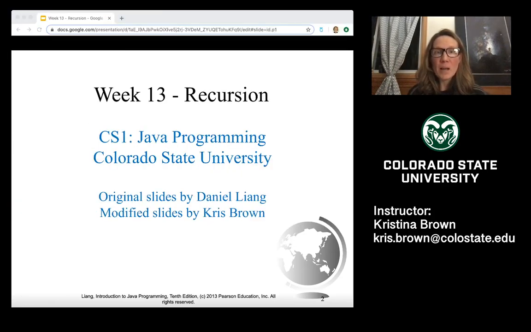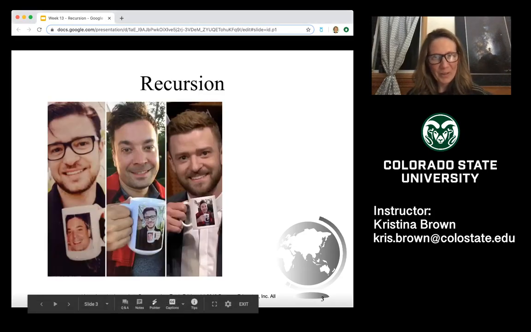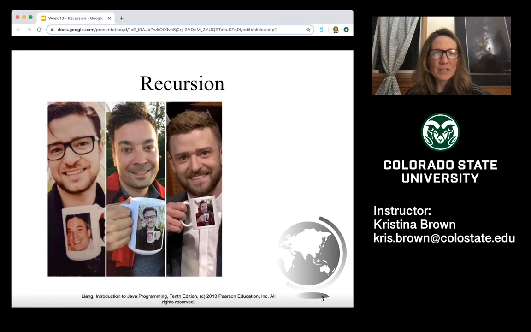Recursion is a really fun topic, and I encourage you to think about it differently rather than just as a tool in computer science, because you can actually find recursion in the world all around you, just like I found on Instagram with Justin Timberlake and Jimmy Fallon. You can see that each of them has a coffee mug with the other's picture on the coffee mug, and then within the coffee mug you can see another picture of them. So it kind of keeps going and going, and it's just a fun little example of recursion. I encourage you to look in the world around you for other examples of recursion as well.